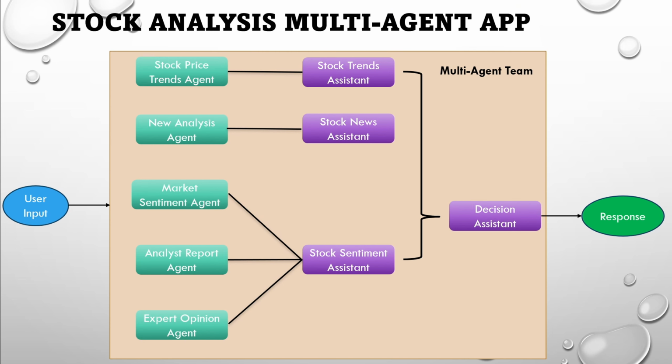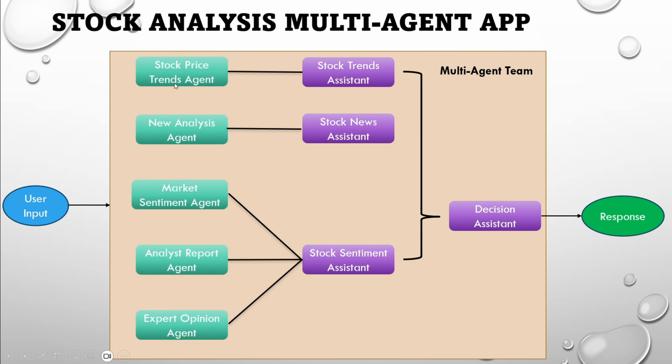So this is the architecture of the stock analysis multi-agent application, where the user will provide inputs. The user will ask whether they should invest in a specific stock of a company or not. In this application, I'll be using 5 different agents, or tools you can call them. And all of these agents will use the Bing search, which is Azure grounded with Bing search.